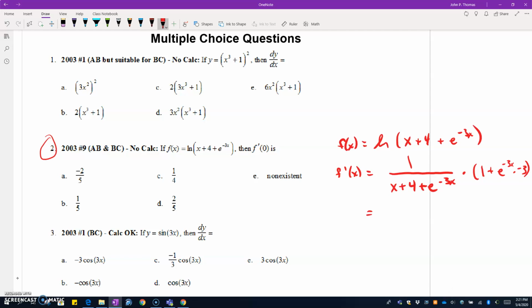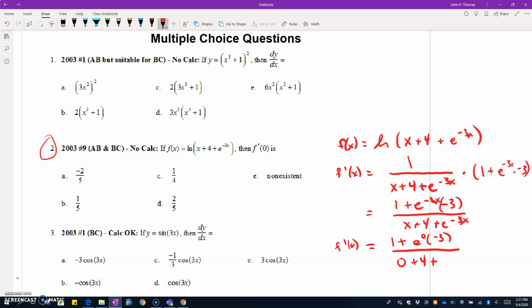Now if I push this together, I've got 1 plus e to the negative 3x times negative 3 all over x plus 4 plus e to the negative 3x. So if I plug in 0 to find f prime of 0 as asked, that's going to be a 1 plus e to the 0 times negative 3 over 0 plus 4 plus e to the 0.